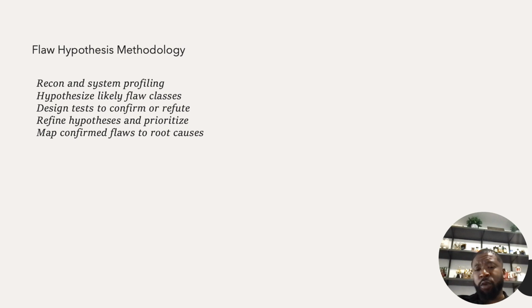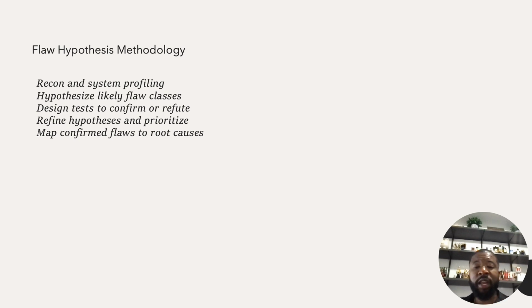hypothesize likely flaw classes based on that profile. For example, seeing an outdated FTP server suggests weak authentication or known backdoors. An old web server suggests validation issues or outdated CMS components. Step three is to design tests that can confirm or refute each hypothesis.